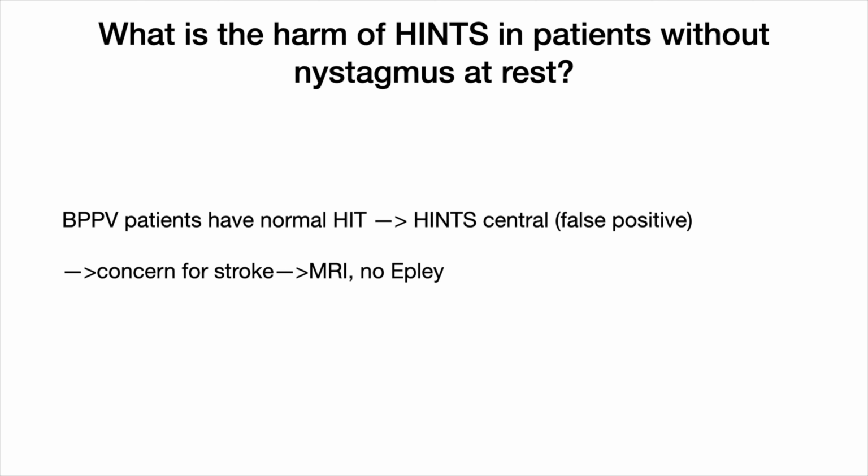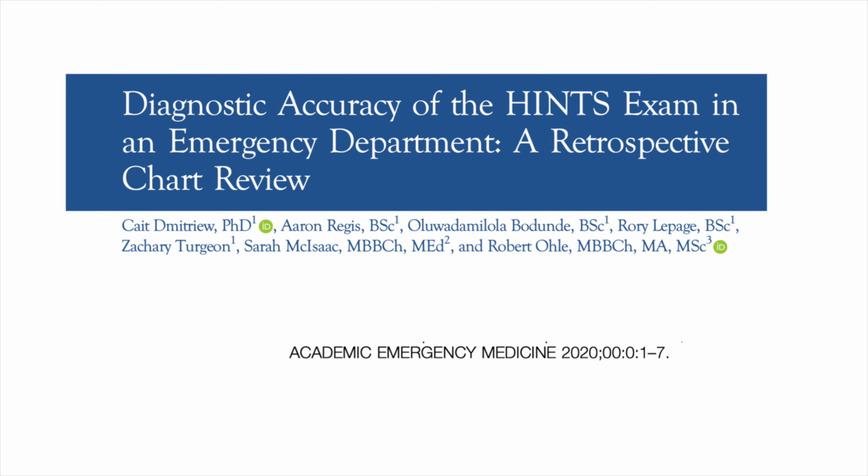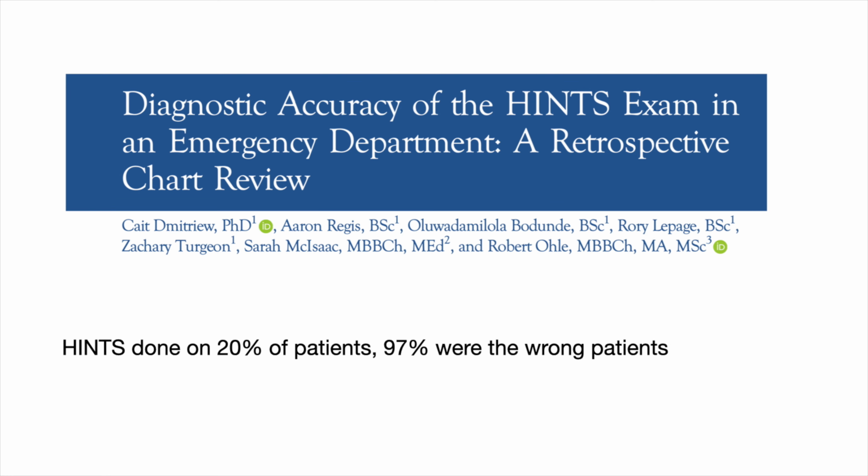Now, is there any literature to support my concerns that we aren't performing the HINTS exam in the right patient population? Well, yes, there is. First, a study by Robert Ohle from Sudbury, Canada, showed that the HINTS exam was done on about 20% of their dizzy patients, but that in 97% of the time, they were the wrong patients. That is, they either didn't have constant dizziness or they didn't have nystagmus at rest.